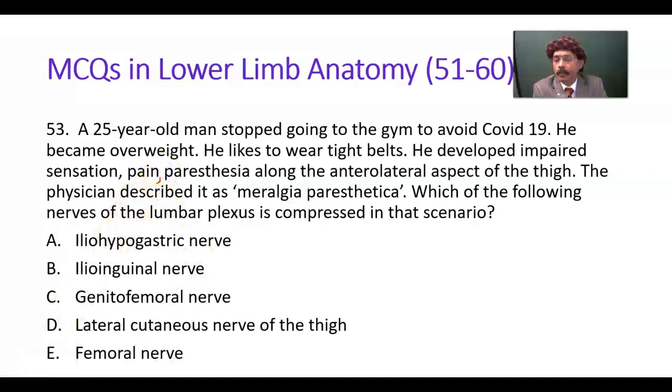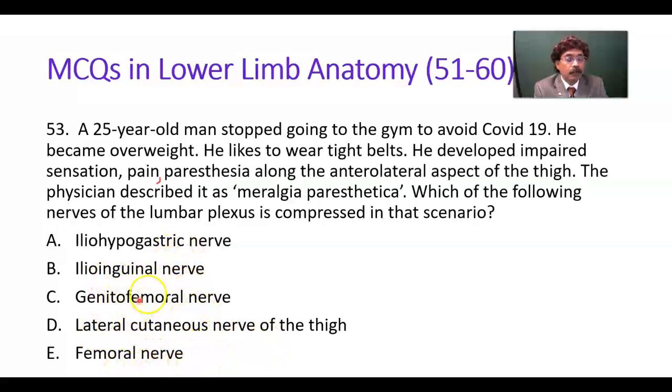So he got pain and paresthesia along the anterolateral aspect of the thigh. The physician described it as meralgia paresthetica. Which of the following nerves of the lumbar plexus is compressed in this scenario? Compressed where? Under the inguinal ligament. What is the answer? Iliohypogastric nerve, ilioinguinal nerve, genitofemoral nerve, lateral cutaneous nerve of the thigh, femoral nerve.